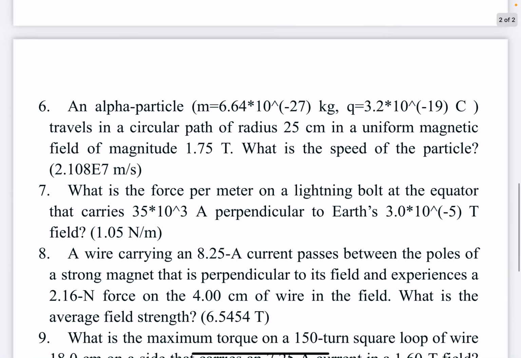Okay, problem number 6. We have an alpha particle, the mass is given, the amount of charge is given, and it travels in a circular path of radius 25 centimeters. The radius is given, the uniform magnetic field is given. What is the speed of the particle?